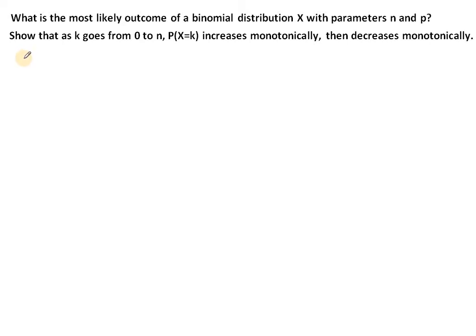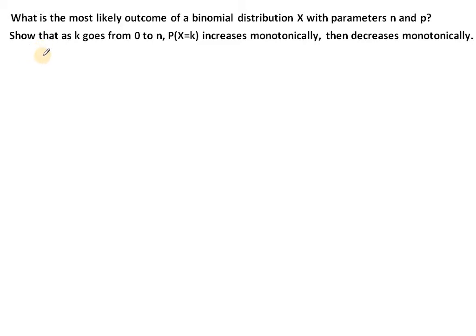Hi, what is the most likely outcome of a binomial distribution X with parameters n and p? Show that as k goes from 0 to n, P(X = k) increases monotonically, then decreases monotonically.